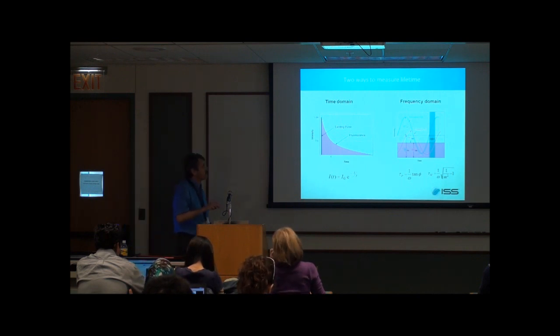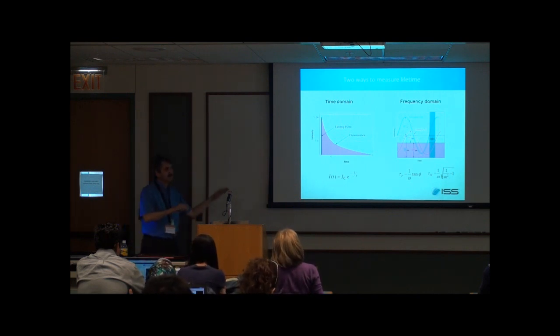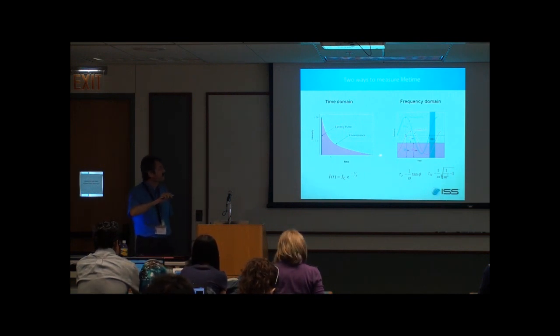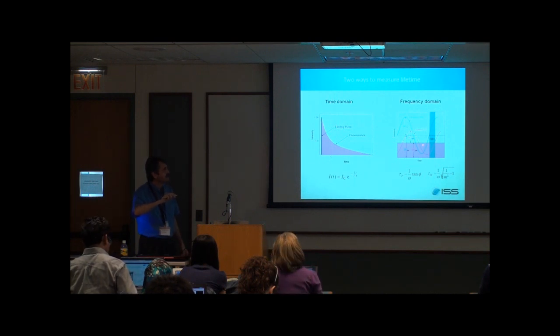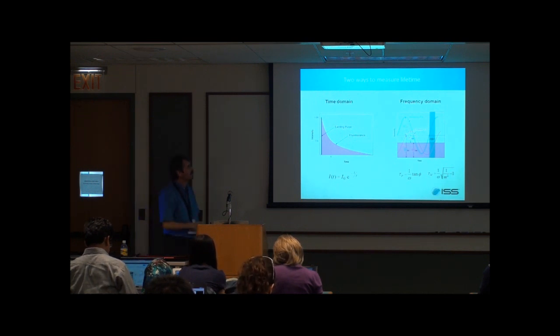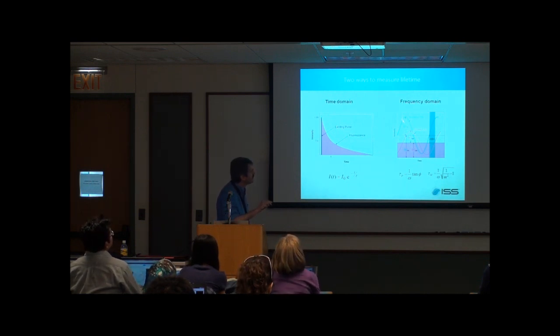In frequency domain, the light beam is CW, so it's continuous, but it's modulated. If we were to take a picture of the light beam, it would be a sinusoidal wave, modulated at a frequency f. The emission is still modulated, but there are two important characteristics of the emission. One is that the emission is phase shifted. You see that the peaks don't coincide, but the emission starts later on.